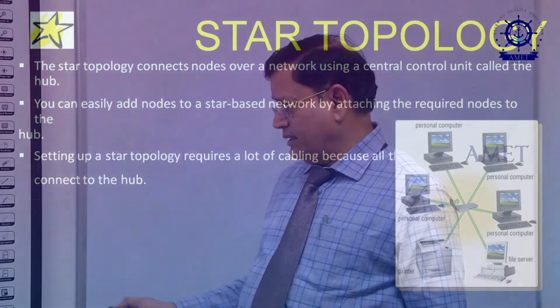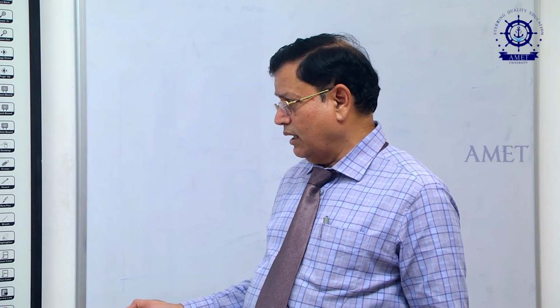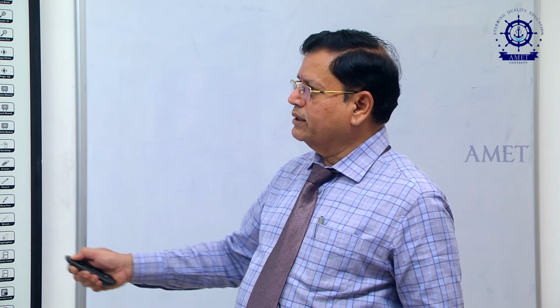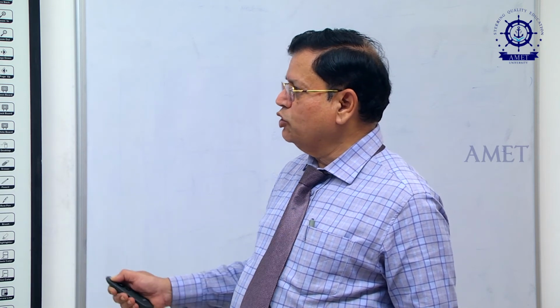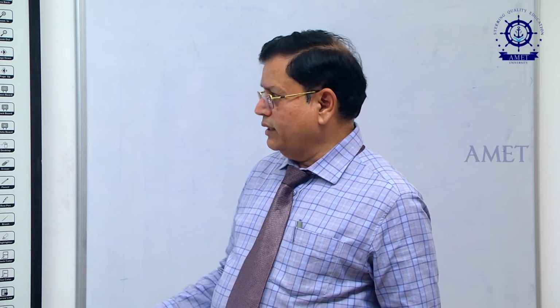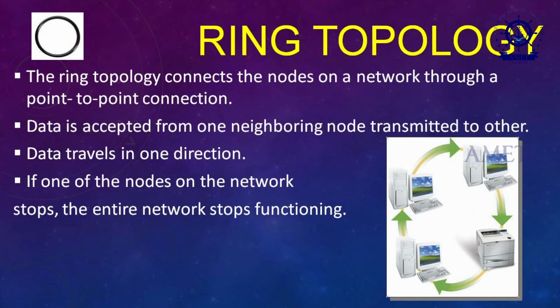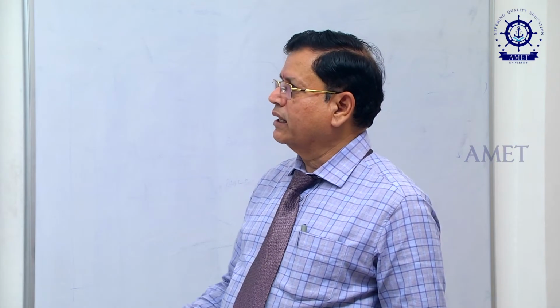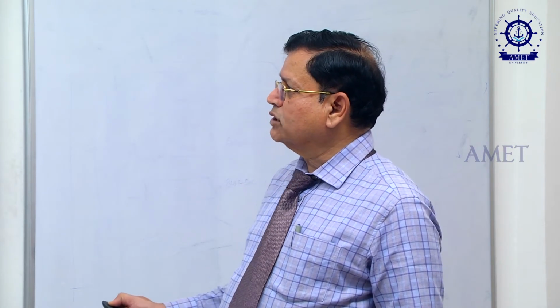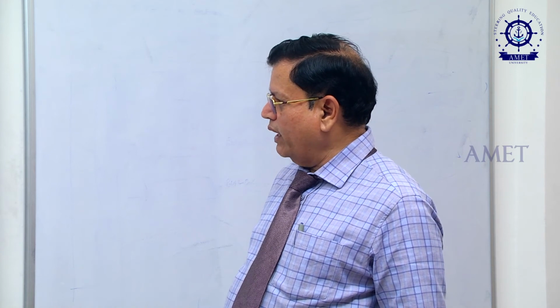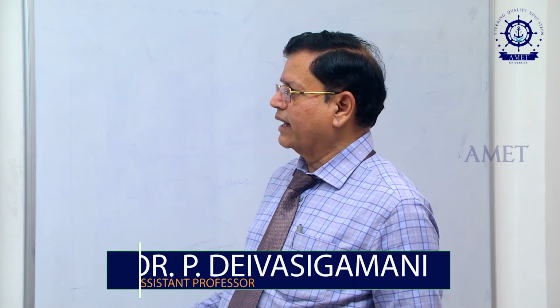All these devices, when they are connected to a single hub or a switch, we call it a star topology, and this is the widely used topology for connectivity. A ring topology, as the name suggests, if you see that A is connected to B, B is connected to C, and this machine is connected to here. So, the ring topology connects nodes on a network through a point to point connection. There is no central hub anywhere.